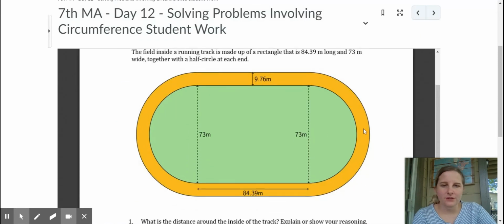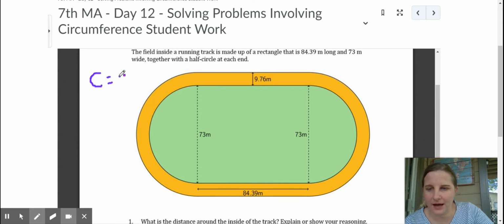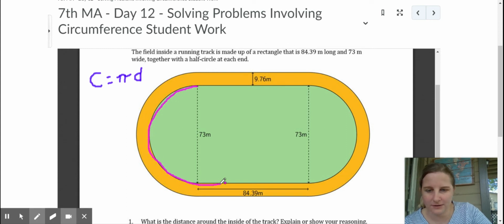Okay, so let me go ahead and record our circumference. So the circumference equals pi, which is about 3.14, that's all in your notes, times the diameter. Okay, so if I look at this circle, I need to find this distance. Let me do it in a hot pink. I need to find this distance all the way around. Okay, so we've got a circle and a rectangle.